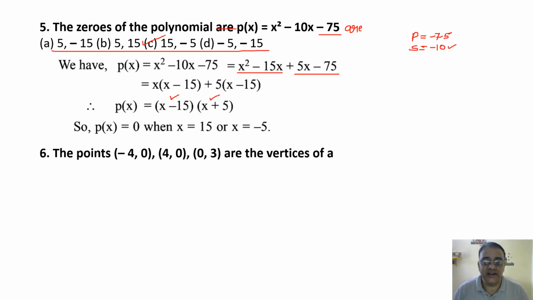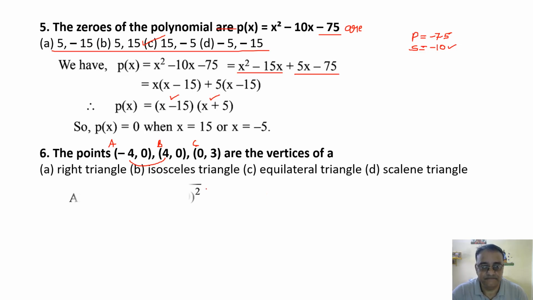The points (-4, 0), (4, 0), (0, 3) are the vertices of dash. So हम लोग क्या करेंगे, तीनों साइड्स निकालेंगे पहले। So let us start with the इसको A ले लेते हैं, इसको B ले लेते हैं और इसको C। So (x2 - x1) whole square, that is (4 + 4) whole square plus 0. So we'll get 8 square, ठीक है, 8 square plus 0. So 8 square का square root मिलेगा 8.